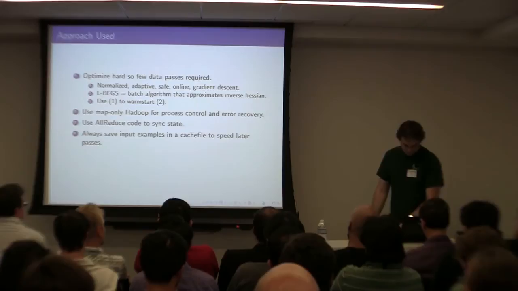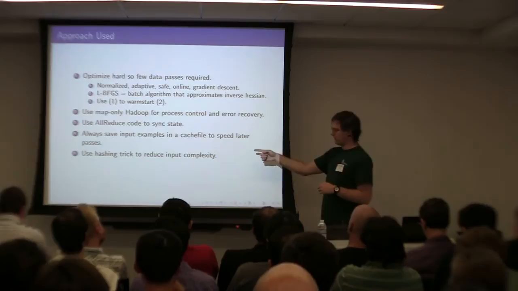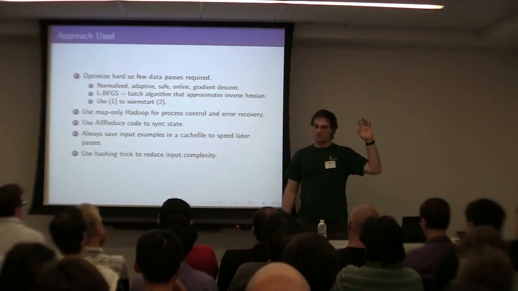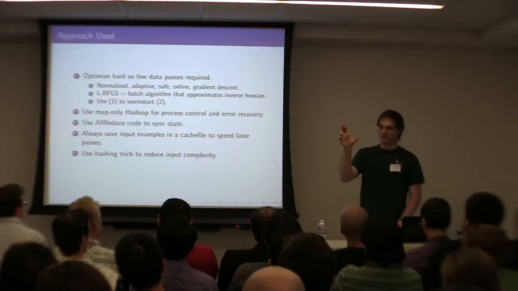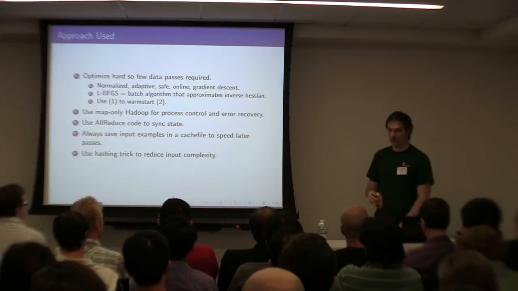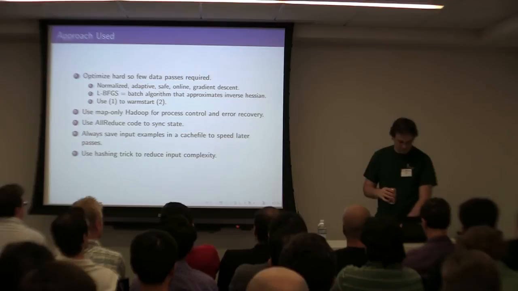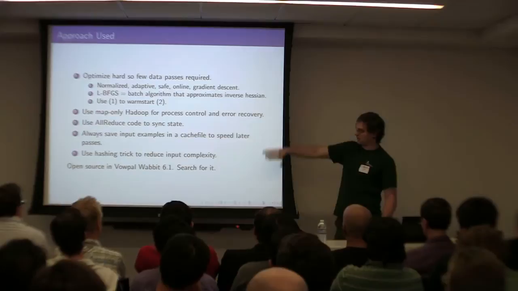Okay. We used the hashing trick to reduce input complexity. I discussed the hashing trick last time I was here. Does anybody want me to describe the hashing trick? It's very handy, extremely useful. It makes the number of parameters in your system be fixed independent of your data set. Right? And that's very helpful in terms of having predictable execution. Okay, so this is open source, and this is essentially what made things work.